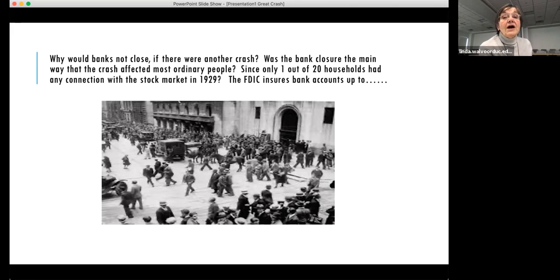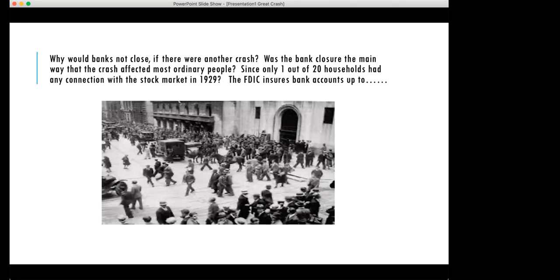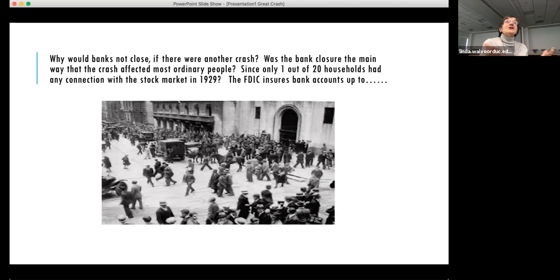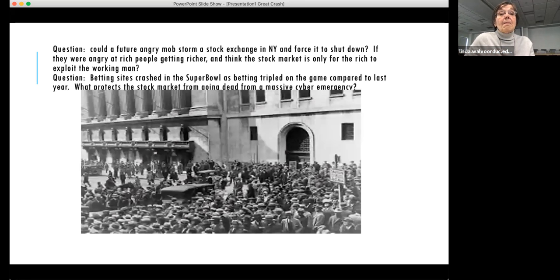Now, since only 1 out of 20 households had any connection with the stock market in 1929, if the banks hadn't closed, then there wouldn't have been the panic effect on just ordinary working class people who had their paycheck, but they couldn't cash it. Or the company couldn't issue their paycheck because they didn't have their own account open. The money supply froze at the bank level. And that is what I believe, and correct me if you know better, but I believe that the FDIC now guarantees that that particular disastrous effect on ordinary people would not happen again today.